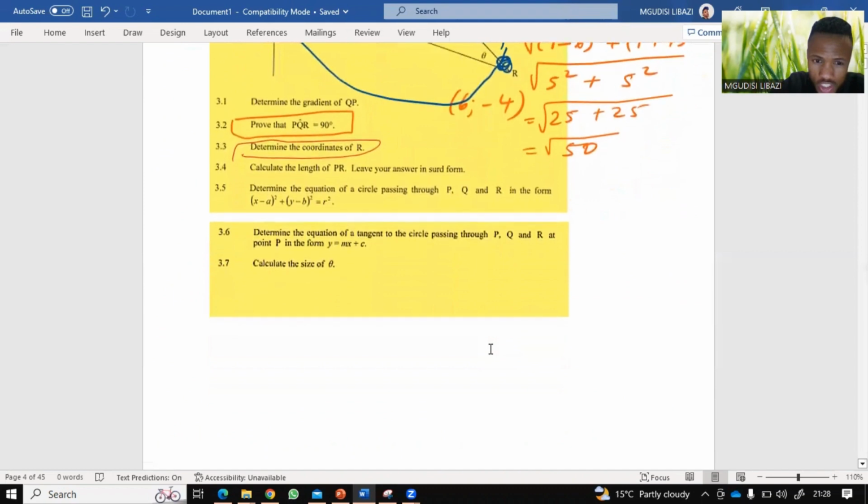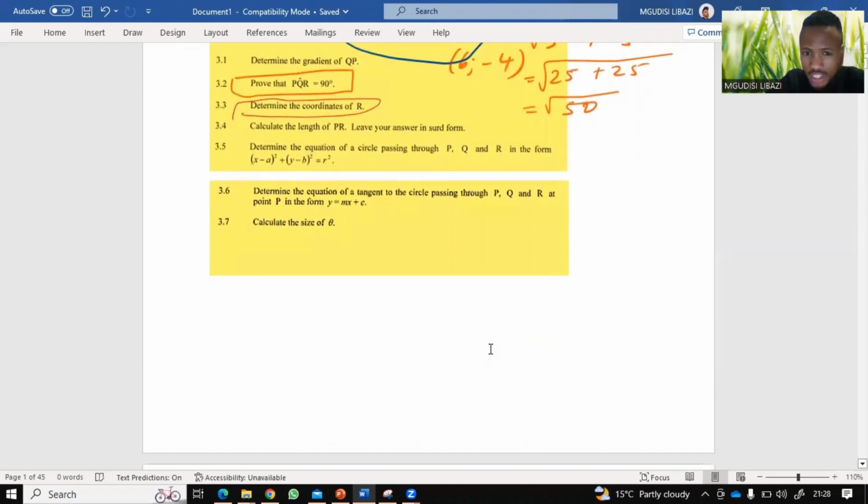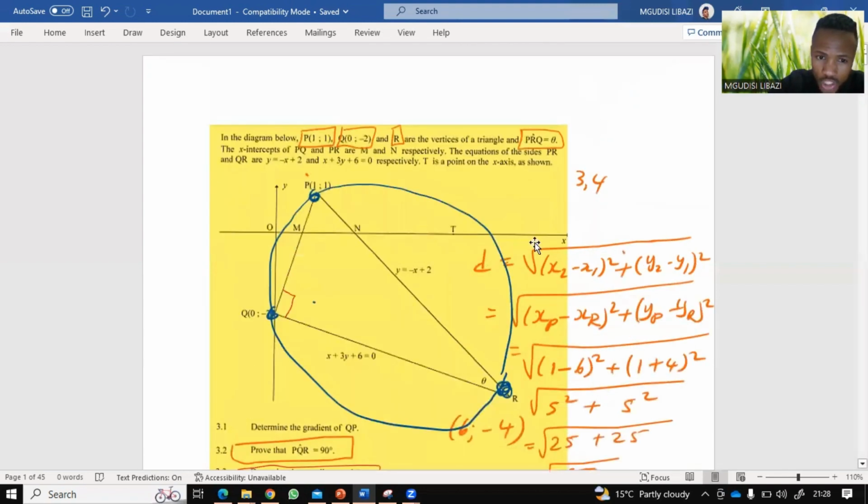So now they were saying determine the equation of a tangent to the circle passing through P, Q and R. PQR is the circle. So they just want that tangent that is passing through the circle at point P, in the form y is equal to mx plus c. So they want a tangent that is passing through this point, y is equal to mx plus c. So we want that formula there.